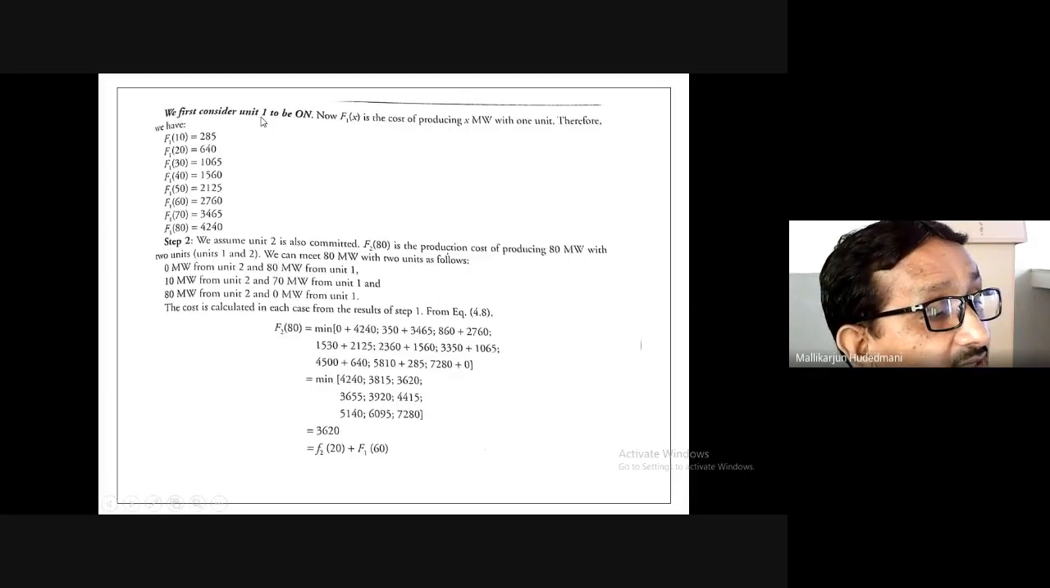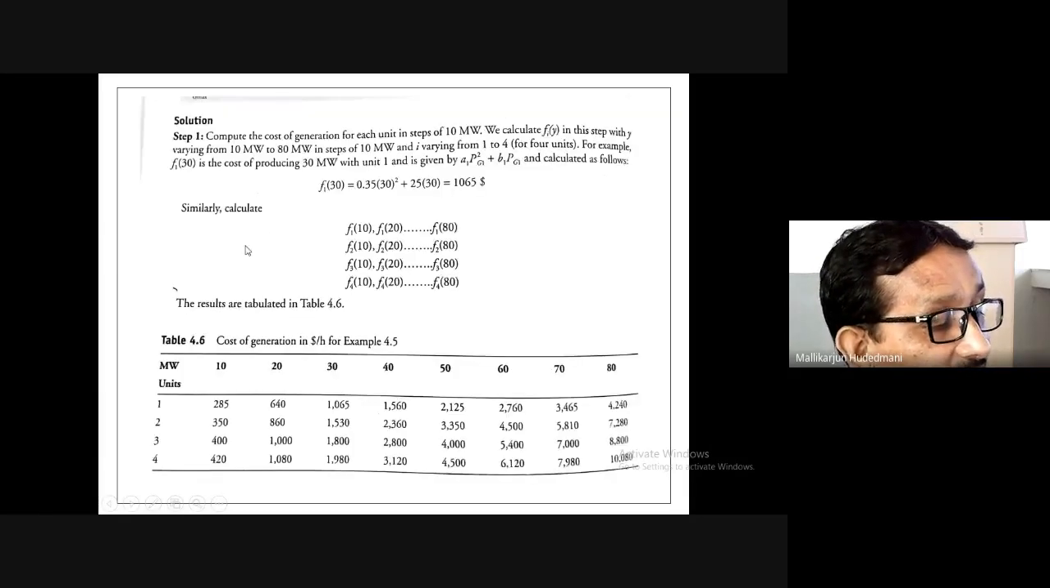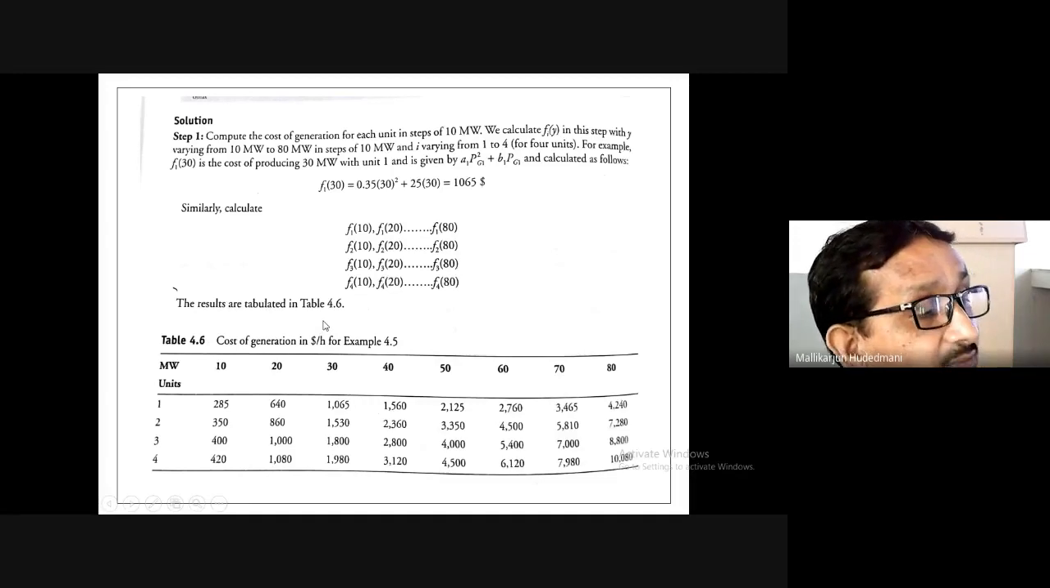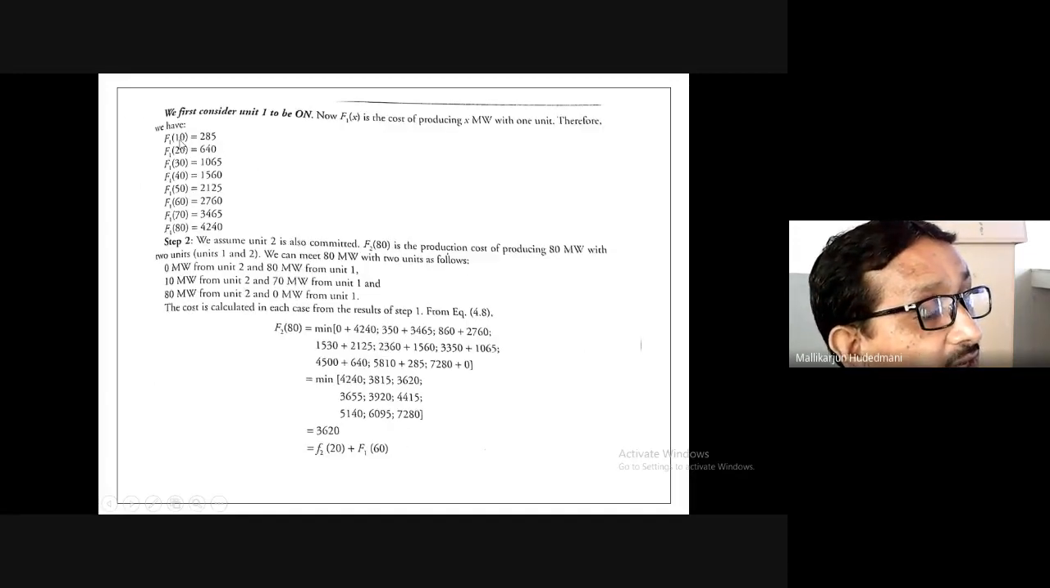We first consider unit 1 to be on. Taking care of the first unit only, F1 10 is 285, F1 80 is 4240. You can see here, 285, 4240. It means that if my decision is that the first machine be taken for initial application, its production cost changes from 10 megawatt to 80 megawatt, from $285 per hour to $4240.